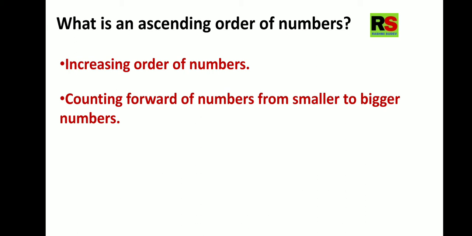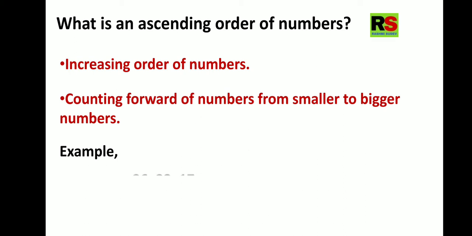So how to choose ascending order numbers? You have to write the given numbers in an increasing order. For that, you have to count the numbers forward in serial order. 1, 2, 3, 4, 5, 6. This is the serial order. This is also known as counting from the smaller number to the biggest number. So let us take an example.